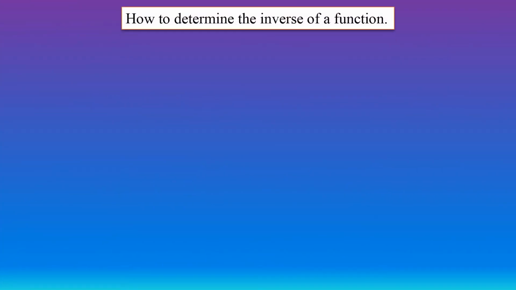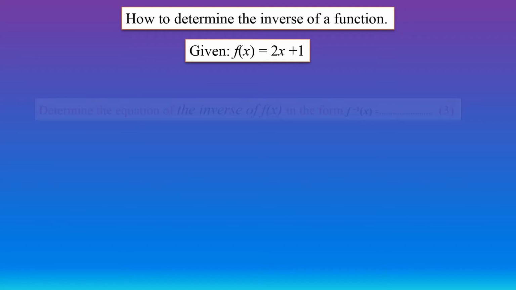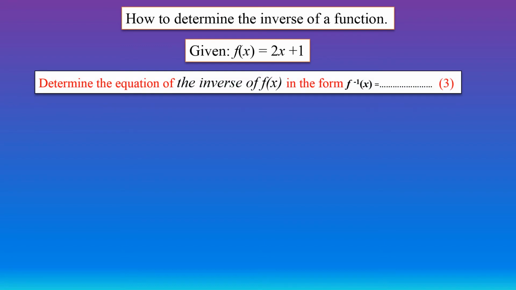Now, we must know how to determine the inverse of a function, or how to find the inverse. That's our exam question. We are given a function f(x) equal to 2x plus 1. What's our method? We understood that the x coordinate will become the y coordinate and the y will become the x, or swapping x and y. Determine the equation of the inverse of f(x) in the form f inverse x. That is our question of 3 marks.